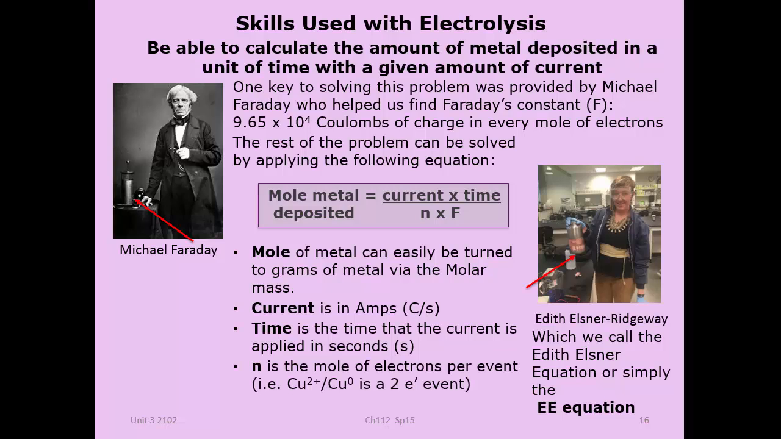N is the moles of electrons per event. N is the electrons that are shown in the half reaction table. For example, if I have a copper 2+ reduction to copper 0, that's a 2 electron event. And F is Faraday's constant, in coulombs per mole of electrons, which we now know is 9.65 times 10 to the 4 coulombs, and that's something you should definitely commit to memory.